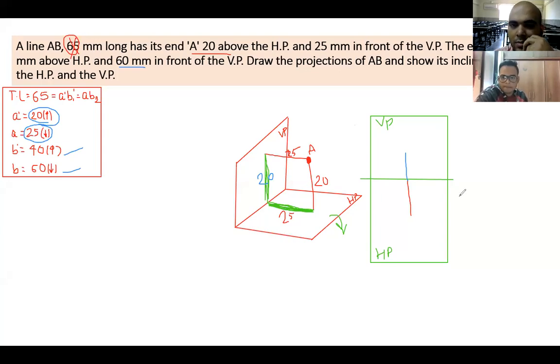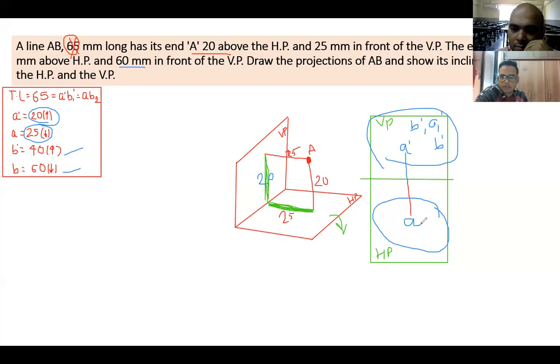Now there is a thumb rule. Understand this thumb rule. Whatever comes in VP will come along with dash points. If I wrote A here, it will come with a dash; if I wrote B, it will also come with a dash; B1, A1, anything written will come with a dash in VP, understood? Similarly, in HP it will come without dash, simply A, B, B2, B1, anything, it will be without dash. Understood everyone?